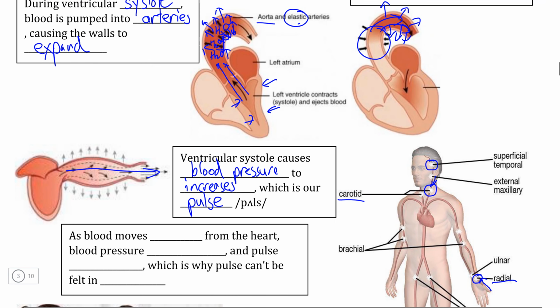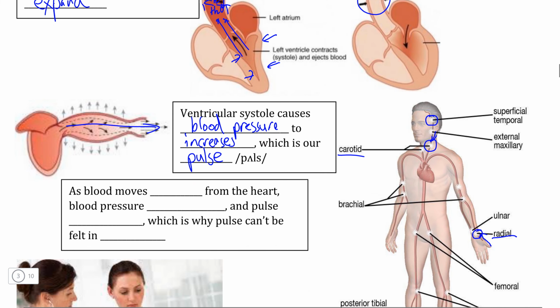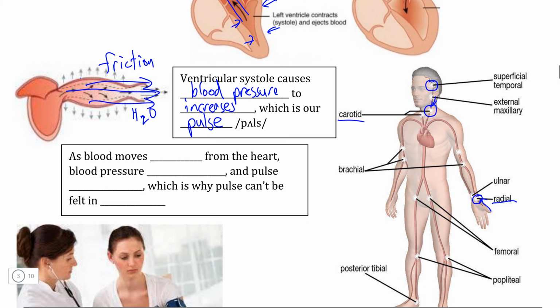Now, does this increase in blood pressure because of ventricular contraction last forever? Well, obviously not. We know that your blood is not energy. We're not transporting wind or something here. We're transporting water, and all of this water, as well as your red blood cells, are going to rub up against the blood vessel walls of all of the arteries where they move, thereby creating friction, which is going to cause blood to slow down.